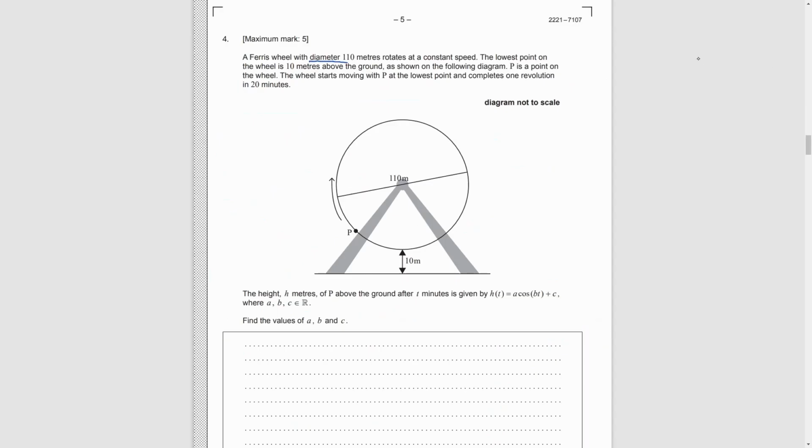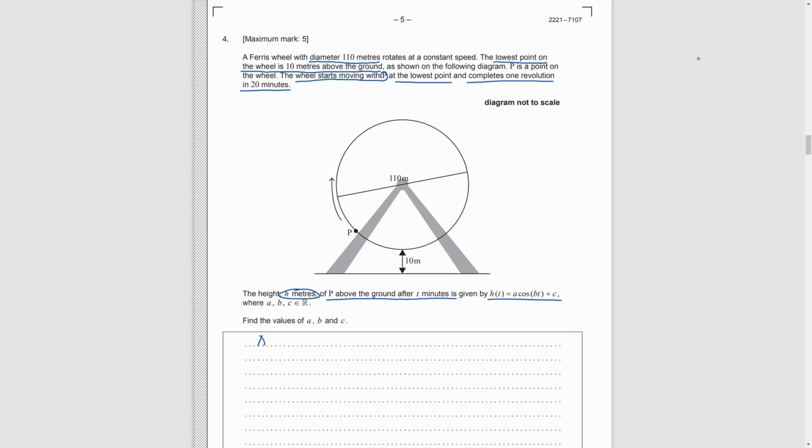Question 4. A Ferris wheel with diameter 110 meters. The lowest point is 10 meters above the ground. The wheel starts moving with P at the lowest point and completes 1 revolution in 20 minutes. The height of P above the ground after t minutes is given by a function h. We need to find the unknown A, B, and C.